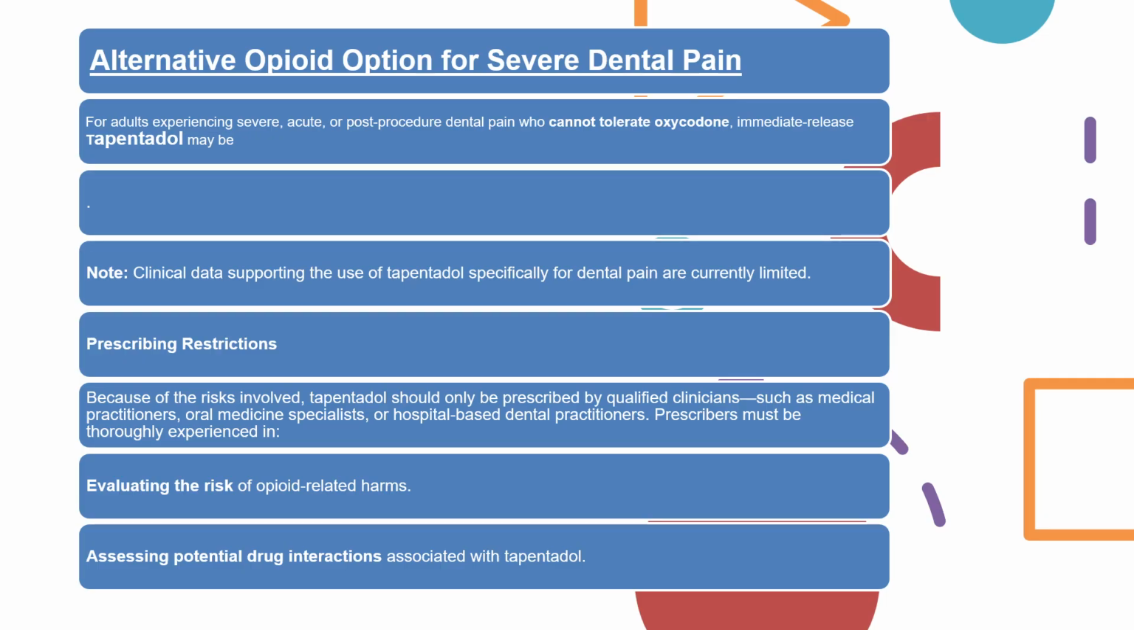Sorry about this slide. It's quite messy, and I didn't put much attention into fixing it because there's not much in there. So basically, what therapeutic guidelines was saying is there is an alternative opioid option for severe dental pain. They did specifically mention tapentadol, but again, they mentioned that dentists will not be giving this drug.